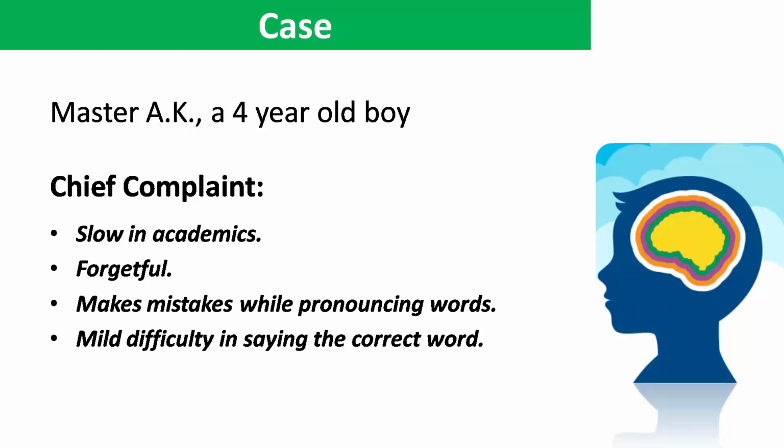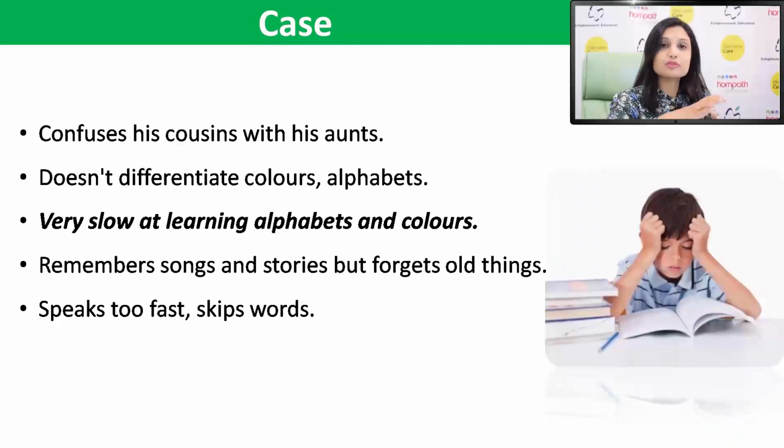His mother came to us with him and she complained that he was slow in academics. Of course, as a 4-year-old child, we would not consider academics, so we began to ask her what exactly she meant by that. She said he was forgetful, he was making mistakes while writing and pronouncing words. He was slow in learning new words. Confused his cousins with his aunts. Cannot differentiate colors or alphabets, which for his age is atypical. Very slow at learning alphabets and colors. Remembers songs and stories but forgets old things and things that he has learned before. Speaks too fast and tends to skip words.